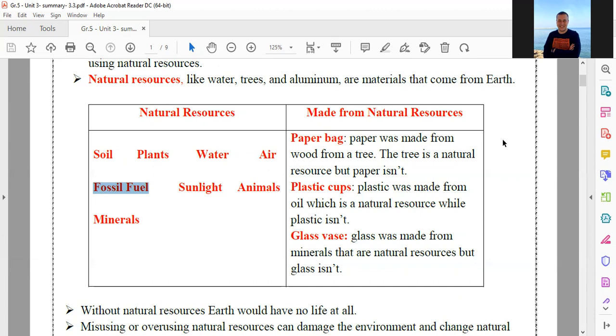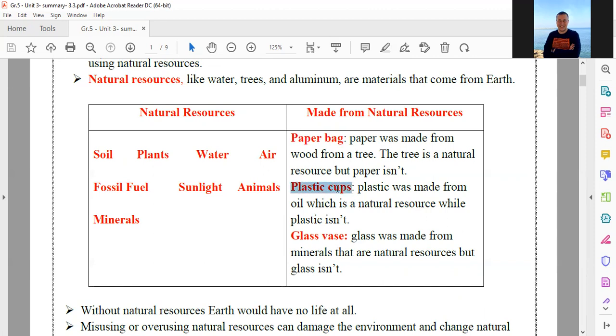Okay, guys, then to your right, these are made from natural resources, like the paper bags. The paper was made from wood from a tree. Yes, the people cut trees and use the wood to make paper. The tree is a natural resource, but the paper isn't. The paper is made from natural resources.